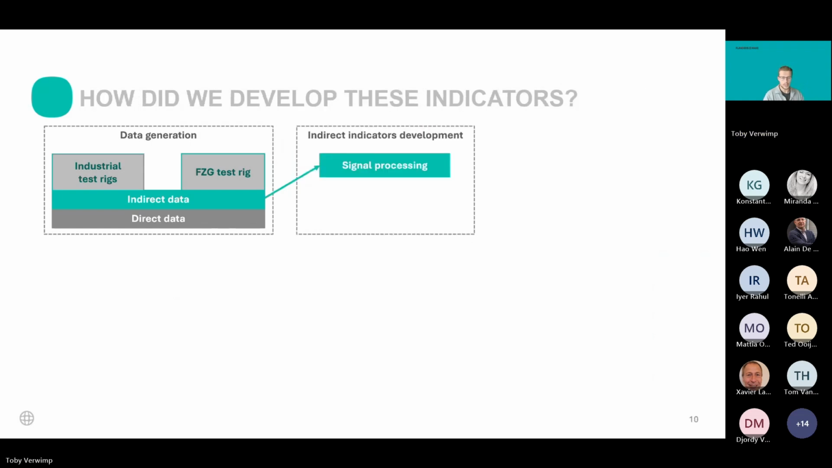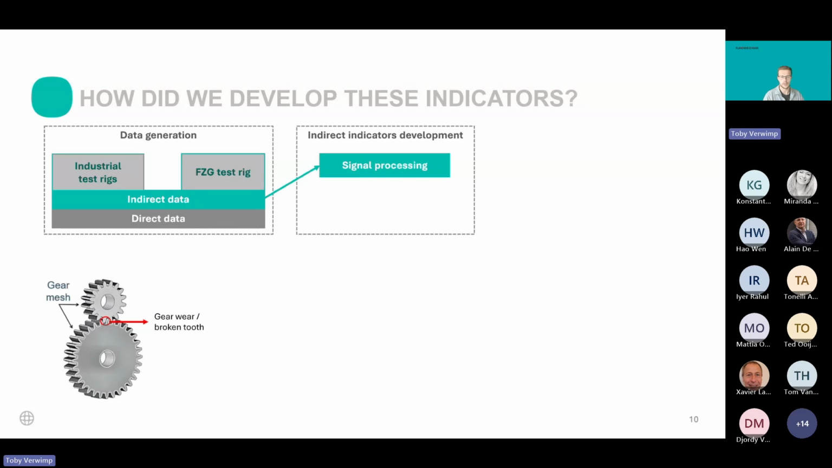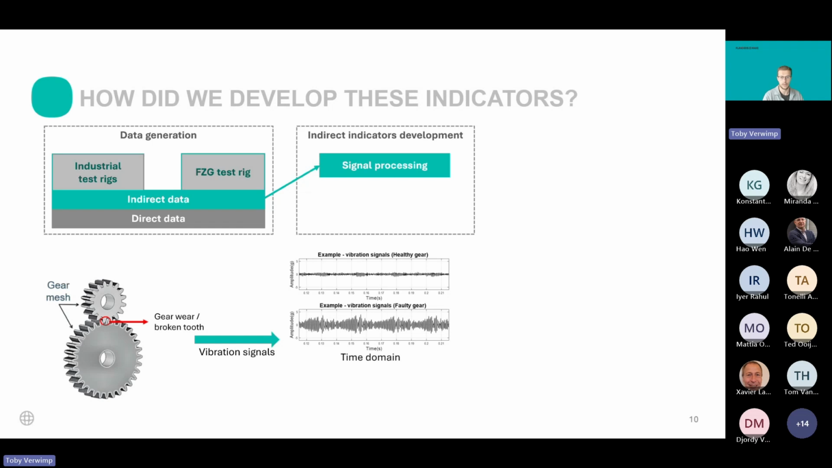So gears are an example of two gears meshing with each other. They result in very specific vibration signatures. And these vibration signatures, both in time domain and frequency domain, change depending on the health condition of the specific teeth of those gears. Based on these time and frequency domain, or a combination of the two, we can extract signal processing-based features that tell us something about the health condition of those components.